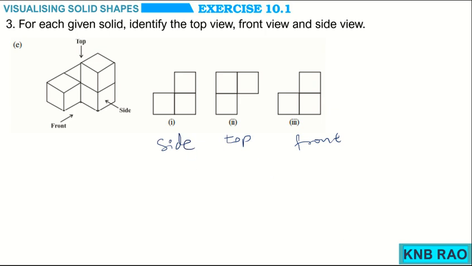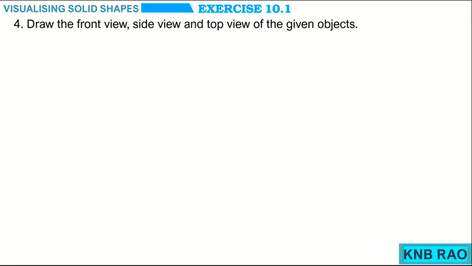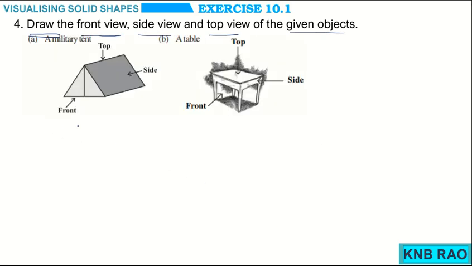And there is a main question 4 in the exercise 10.1. That main question 4 is about drawing. For the given three-dimensional shapes, you need to draw the front view, side view and top view. Okay, the objects are first hut or a tent. Front view, you have to plot it or draw it. Side view and top view you have to draw it.